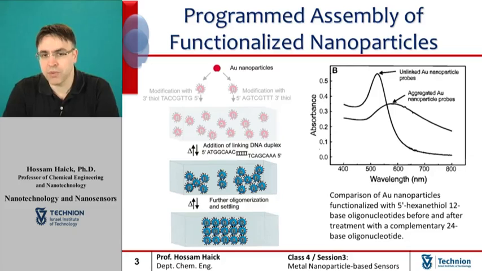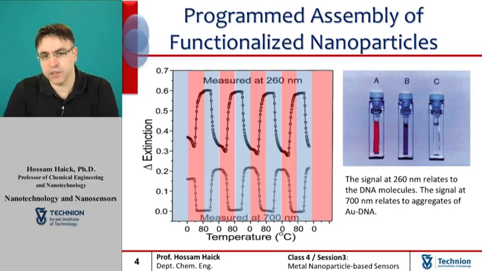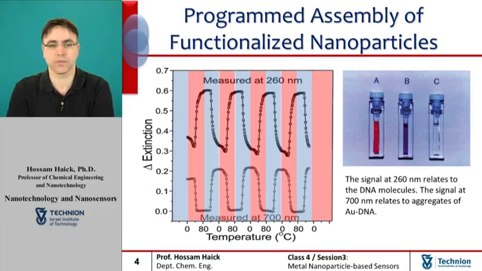All in all, the presence of a targeted analyte, in this case the DNA, can be determined by monitoring the absorbance of the solution. With this in mind, by monitoring the change in optical properties at specific wavelengths, the sensing properties can be examined according to the following guidelines. The signal at 260 nanometers relates to the DNA molecules, and the signal at 700 nanometers relates to agglomerations of gold DNA composites.